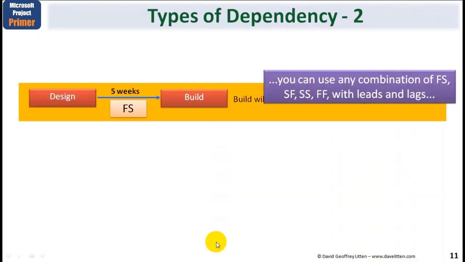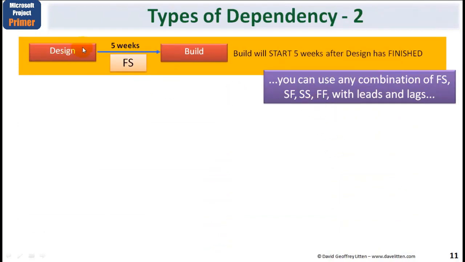Now, there's something else you need to be aware of, and that is that I've talked about a task finishing before a second one can start. In this case, I've just shown a lag of 5 weeks. Perhaps you need to design and then use it for 5 weeks before you start building it, for whatever reason. But the point I want to make here is it's called a finish to start. The predecessor must finish before the successor task can start. And for that reason, it's called an FS or finish to start. But you'll find that there are also other combinations, like start to finish, or start to start, or finish to finish. And you can combine any of these along with leads and lags.